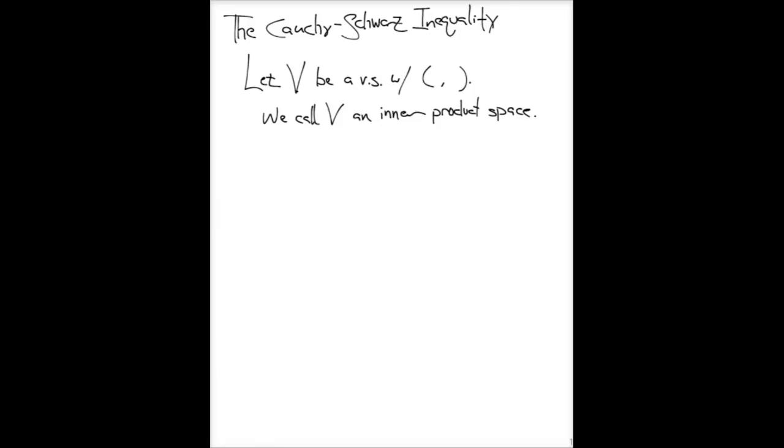In this video, we use a famous inequality called the Cauchy Schwarz inequality to complete the picture of a geometry on an arbitrary vector space with inner product. First, a few definitions. If V is a vector space with inner product, then we call V an inner product space. If, in addition, V is finite dimensional, then we call V a Euclidean space. So, a Euclidean space is an inner product space which is finite dimensional.